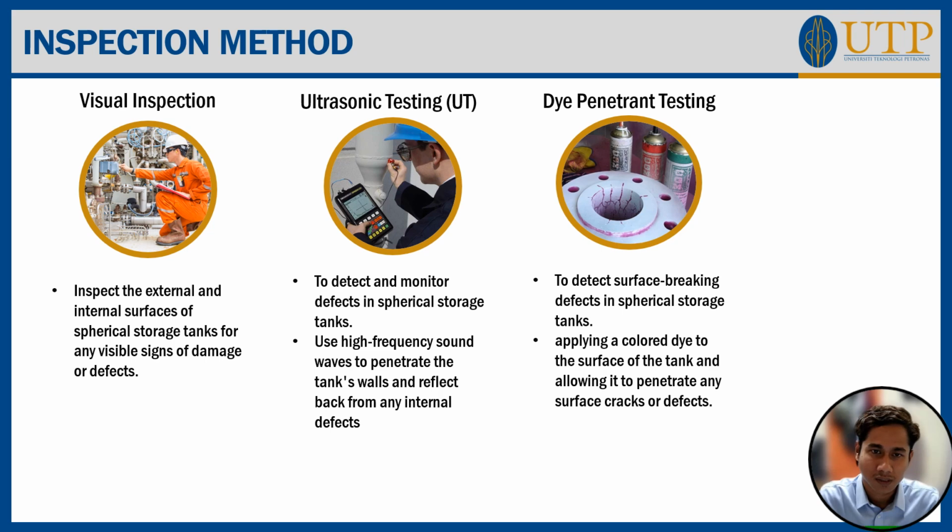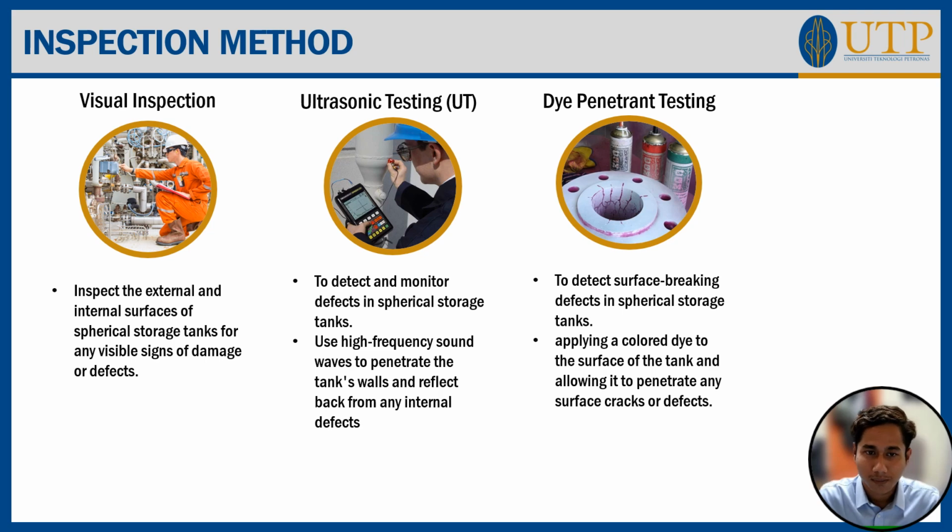So, for visual inspection, the process involves visually examining the tank surface for any sign of cracks, corrosion, leaks, or other damage. Next, we have ultrasonic testing, which involves the use of an ultrasonic transducer which is placed on the surface of the tank and emits high frequency sound waves to detect any internal defects such as cracks and corrosion.